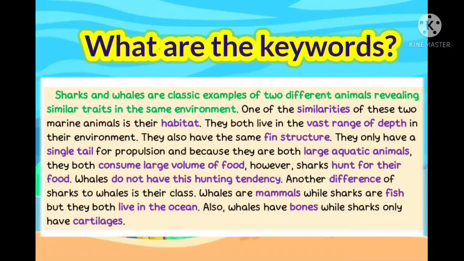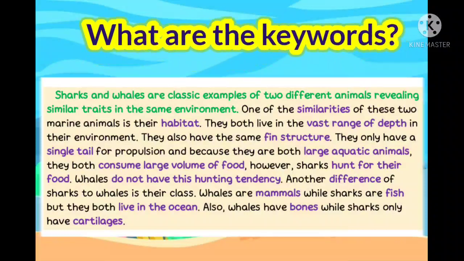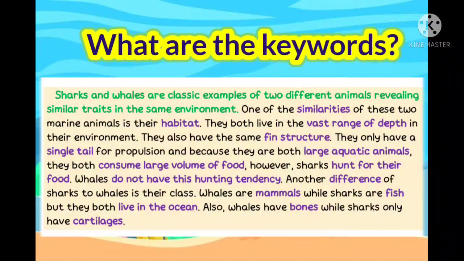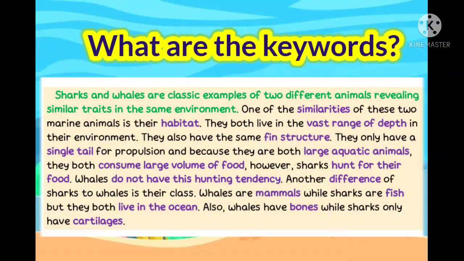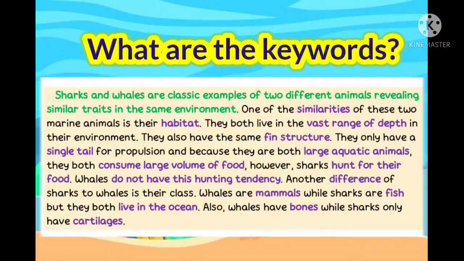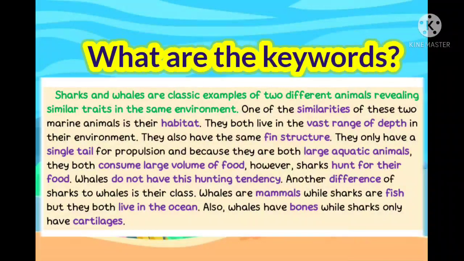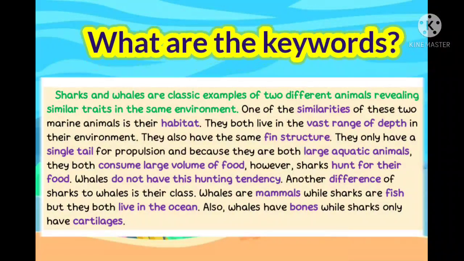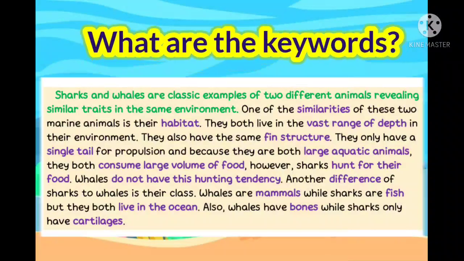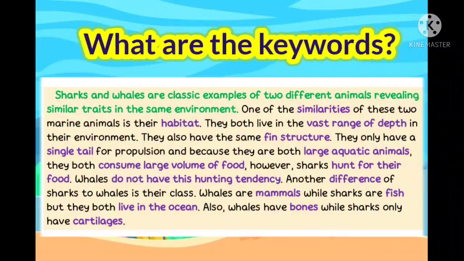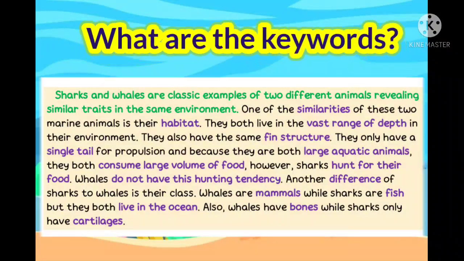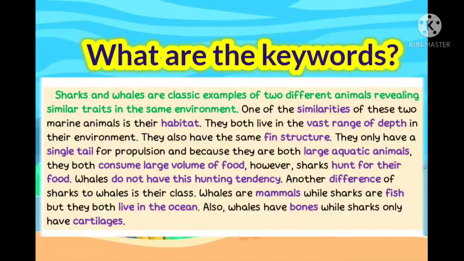Highlighted in violet are the keywords and phrases. We have similarities: habitat, vast range of depth, fin structure, single tail, large aquatic animals, consume large volume of food. Hunt for their food, do not have this hunting tendency. Difference: mammals, fish, live in the ocean, bones, and cartilages. These are the keywords and phrases that can be used in transcoding this linear text to nonlinear text.